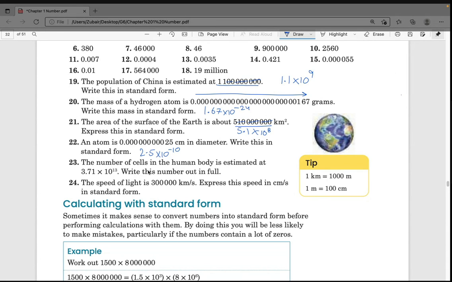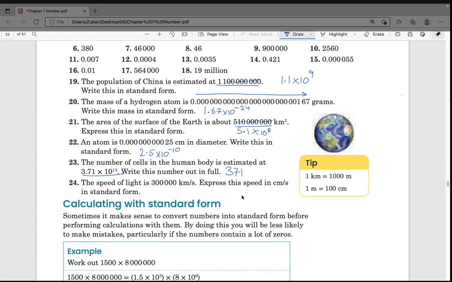The number of cells in a human body is estimated at 3.71 into 10 to the power 13. Write this number out in full. How many zeros will there be after 371? I mean, after 371.